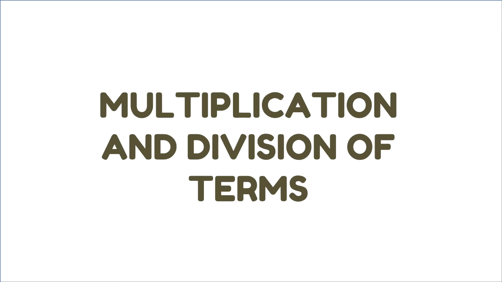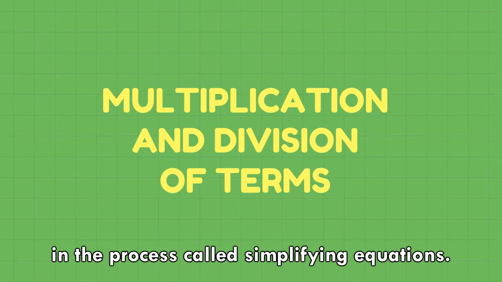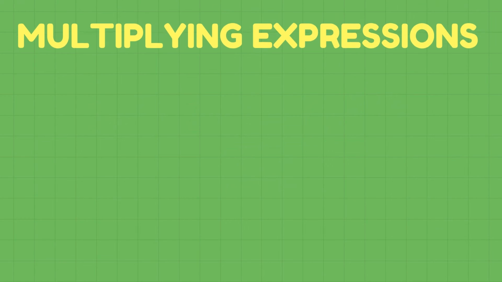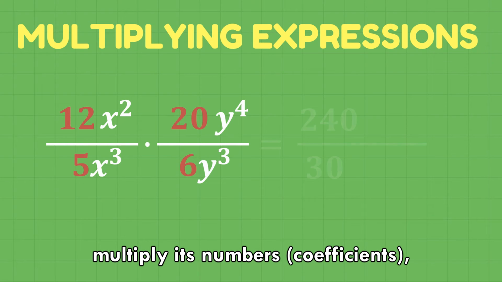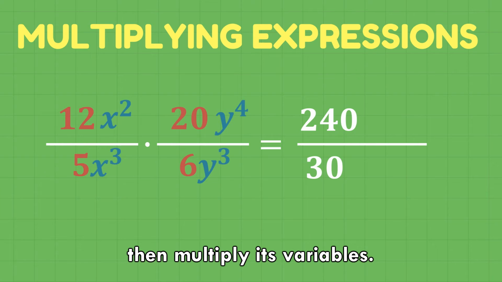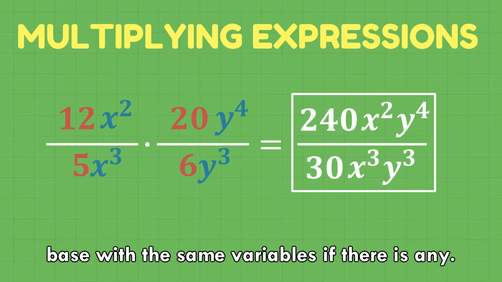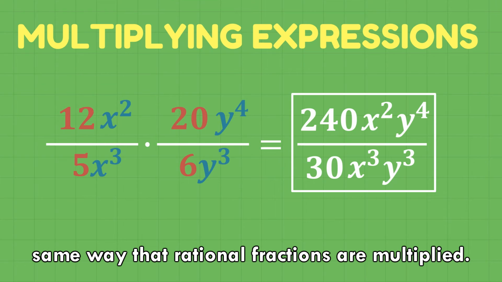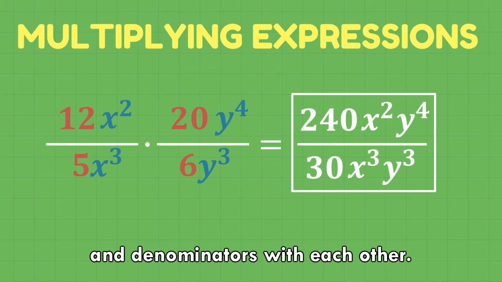Multiplication and division of terms. The coefficient and variables of terms can be multiplied or divided together in a process called simplifying equations. Multiplying expressions. To multiply expressions, you must first multiply its numbers or coefficients. Then multiply its variables. After that, you may add the exponents of the base with the same variables if there is any. Expressions are multiplied in the same way that rational fractions are multiplied. In other words, you multiply the numerators and denominators with each other.